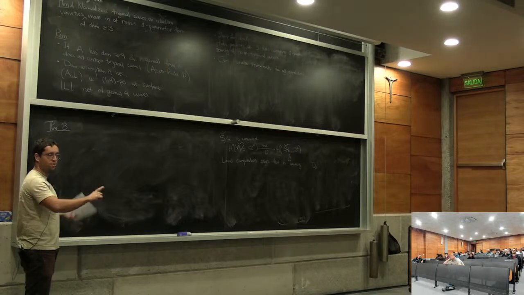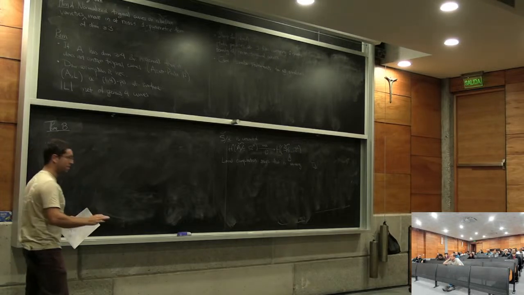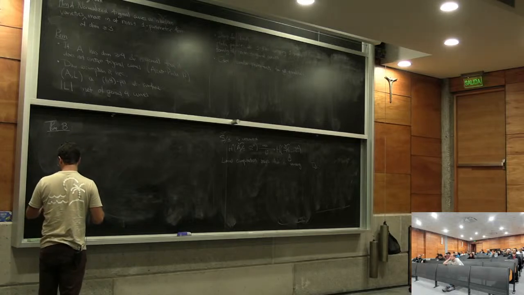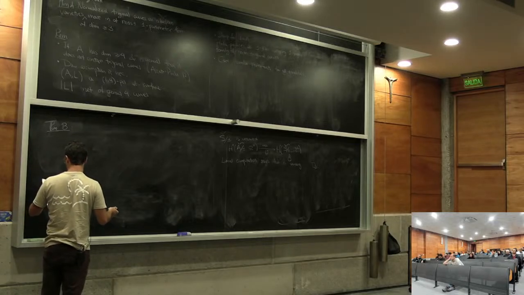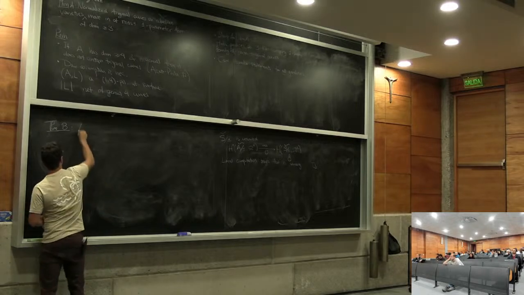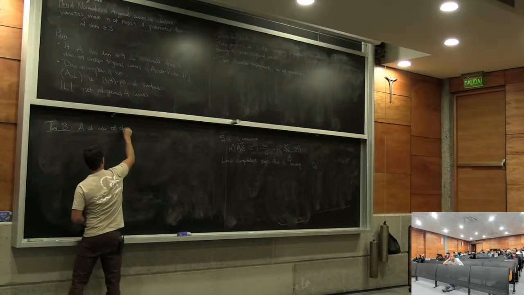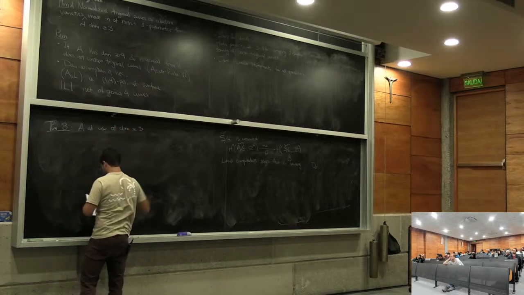Then I'm going to draw an even more precise picture that's going to make everything very clear. So I just felt the obligation to write some math and not just draw pictures. So A is going to be an abelian variety of dimension greater or equal to 3.